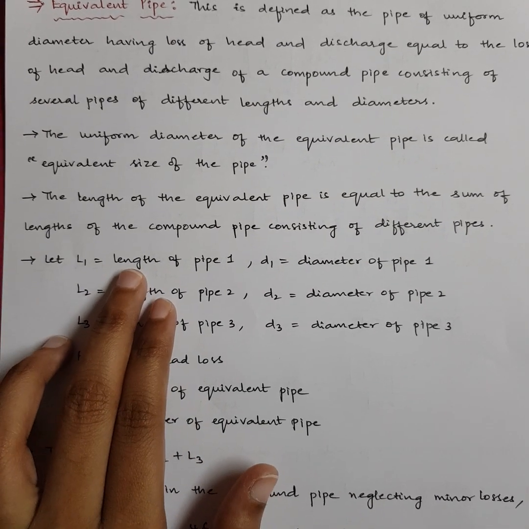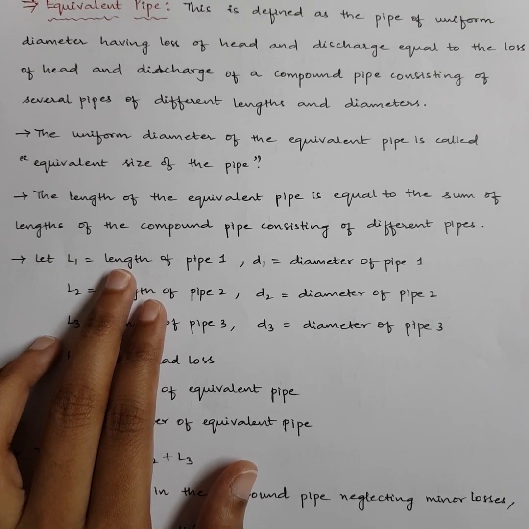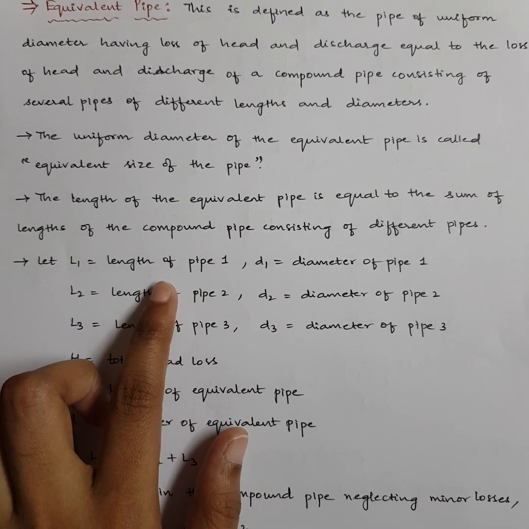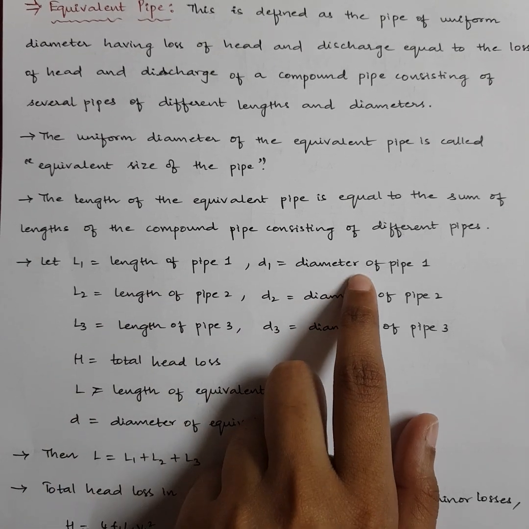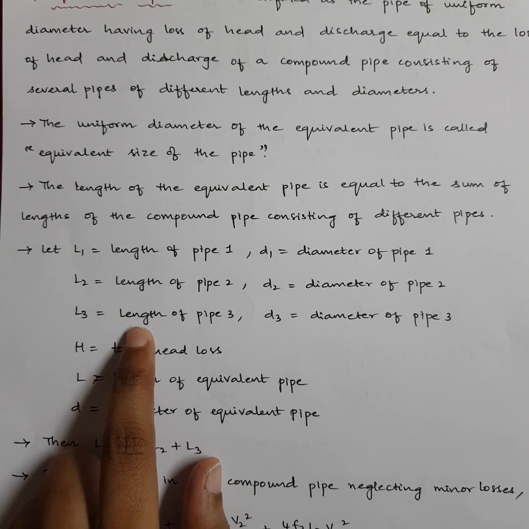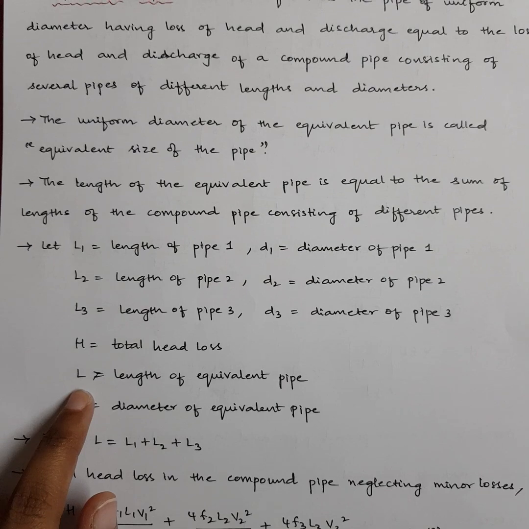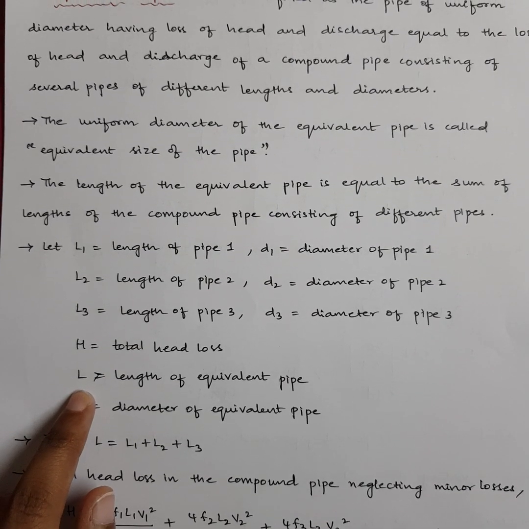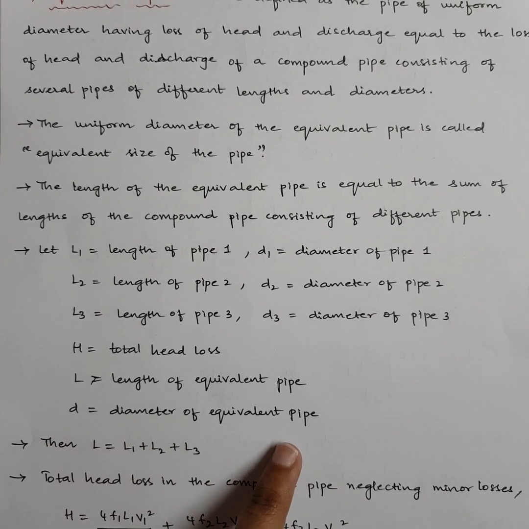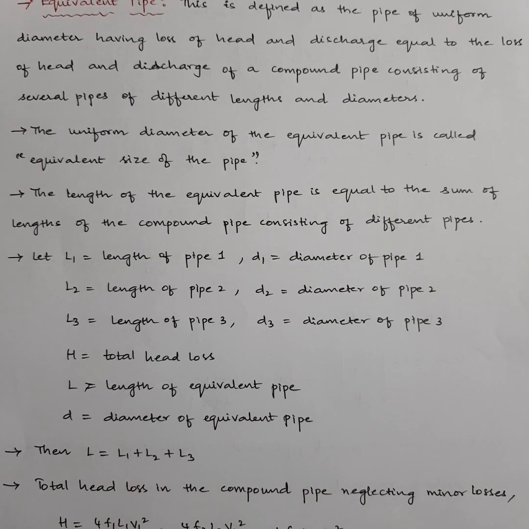Now I will take the same example of the system which I have shown you in the earlier video, that is two reservoirs and three pipe system. L1 is the length of first pipe, D1 is the diameter of that pipe, L2 is length of second pipe, D2 is its diameter, L3 is length of pipe 3, and D3 its diameter. Total head loss is capital H. Now our length of equivalent pipe is capital L, which is summation of L1 plus L2 plus L3. D is the diameter of the equivalent pipe, but it is not the summation of diameters. Diameters we can't summate, only length can be added.